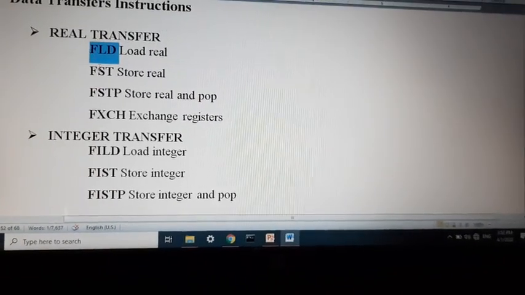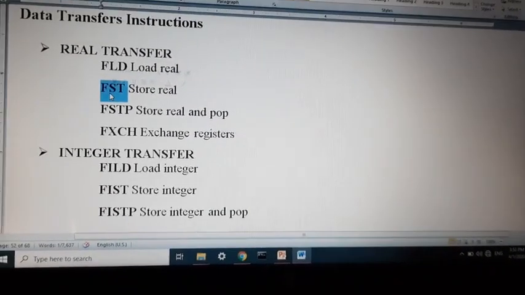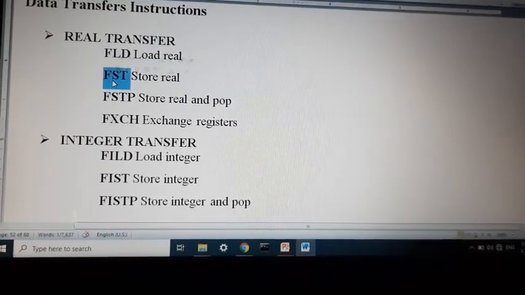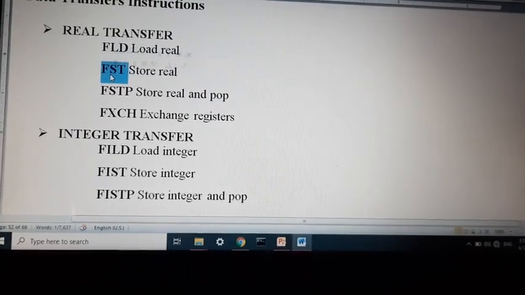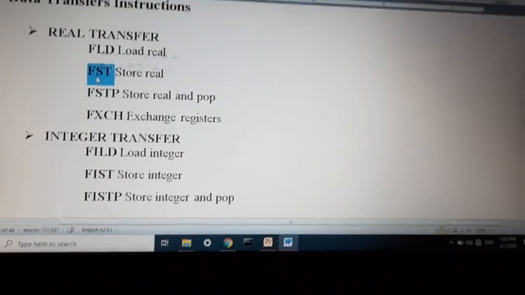If the FST operation is there, FST will have the destination operand. So we have to pop the top of stack from the stack, and it will be stored onto the destination provided.